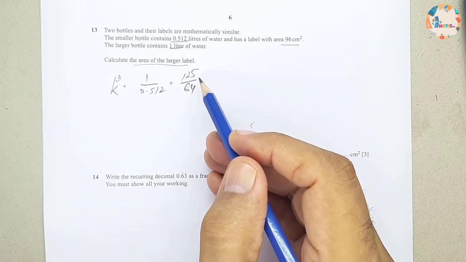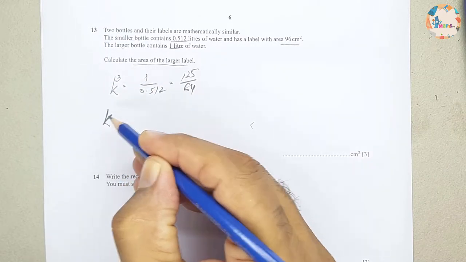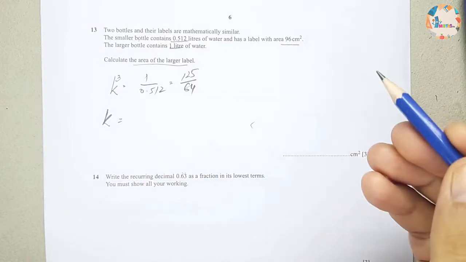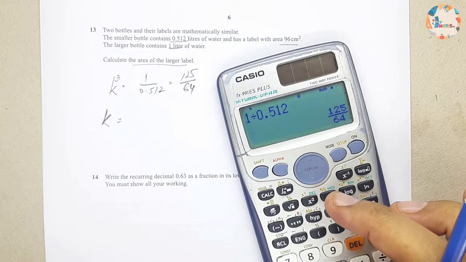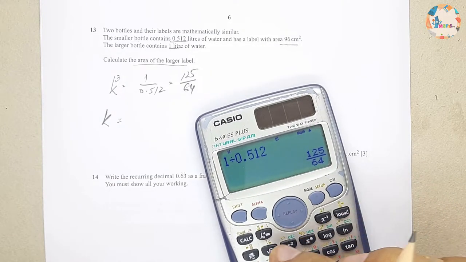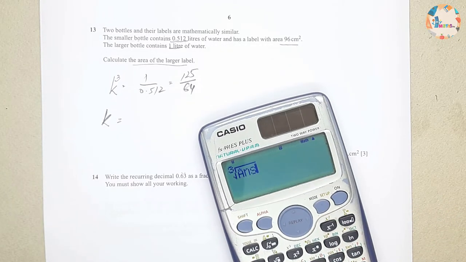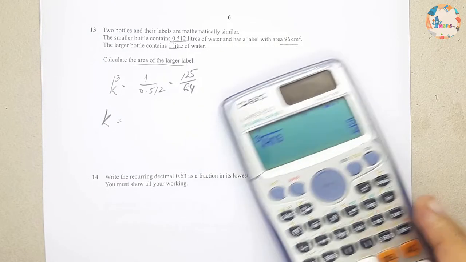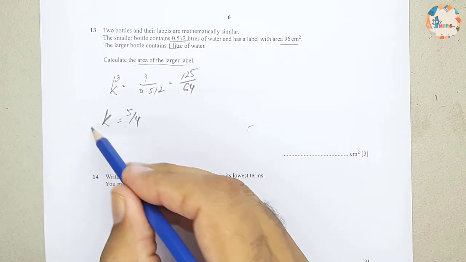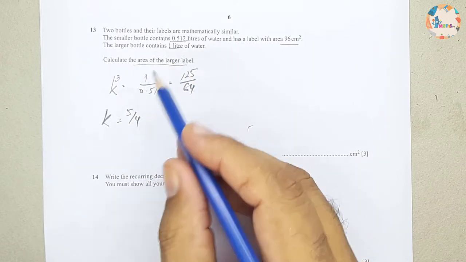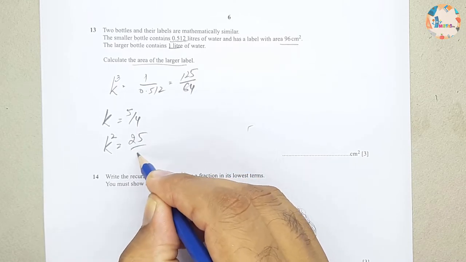But we need it for area, so first of all, we will find the value of K by taking the cube root of this one. So cube root, we use shift cube root, and the answer will be 5 by 4. So K is 5 by 4. So this is the conversion factor. Now we need area. So for area, we are using K squared. This will be 25 by 16.